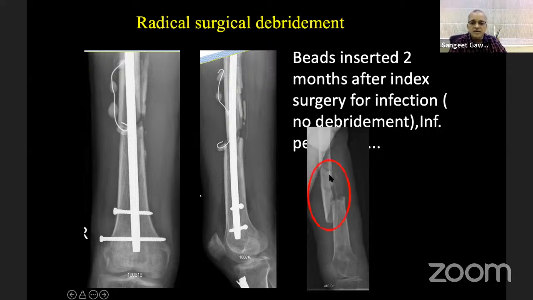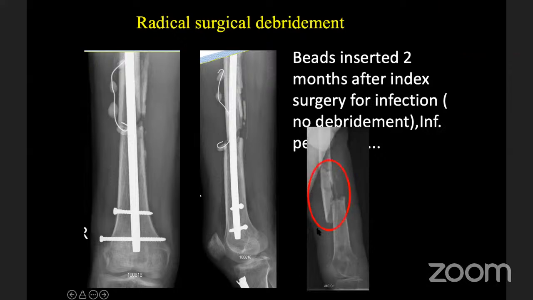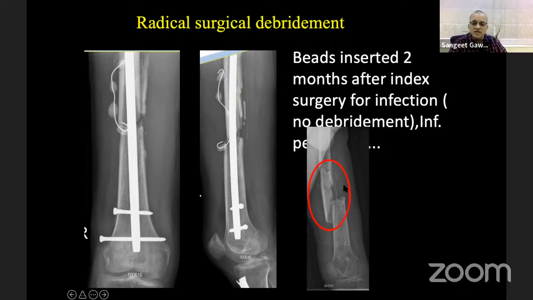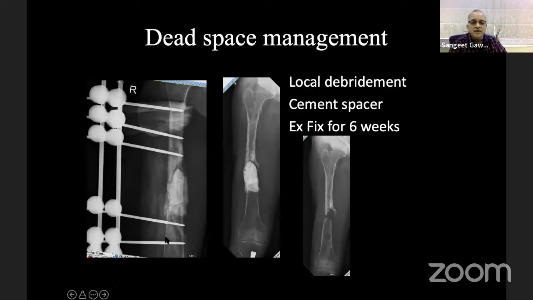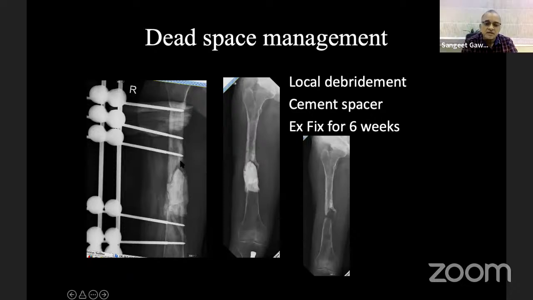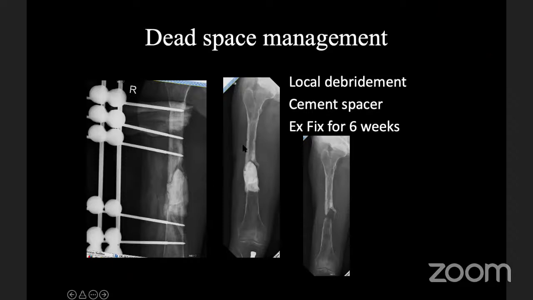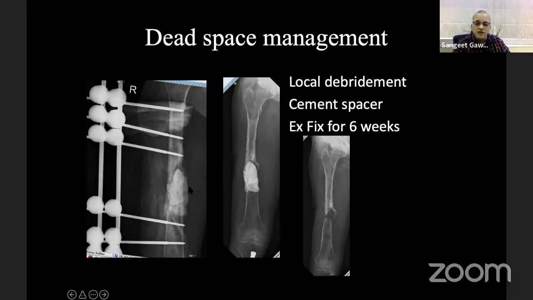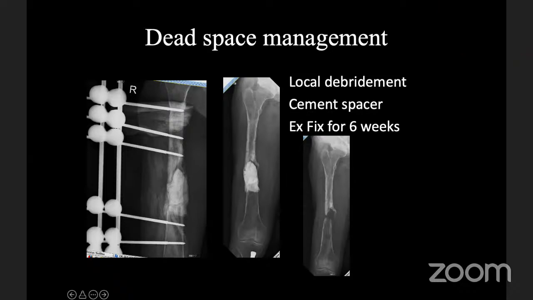The whole segment of the femur had become avascular, and that was a source of infection, and hence that had to be excised. The femur was stabilized by a fixator, and a cement spacer with the Masquelet technique was used here with appropriate culture-directed antibiotics. A good local debridement is a must whenever you're dealing with such type of infected non-union.